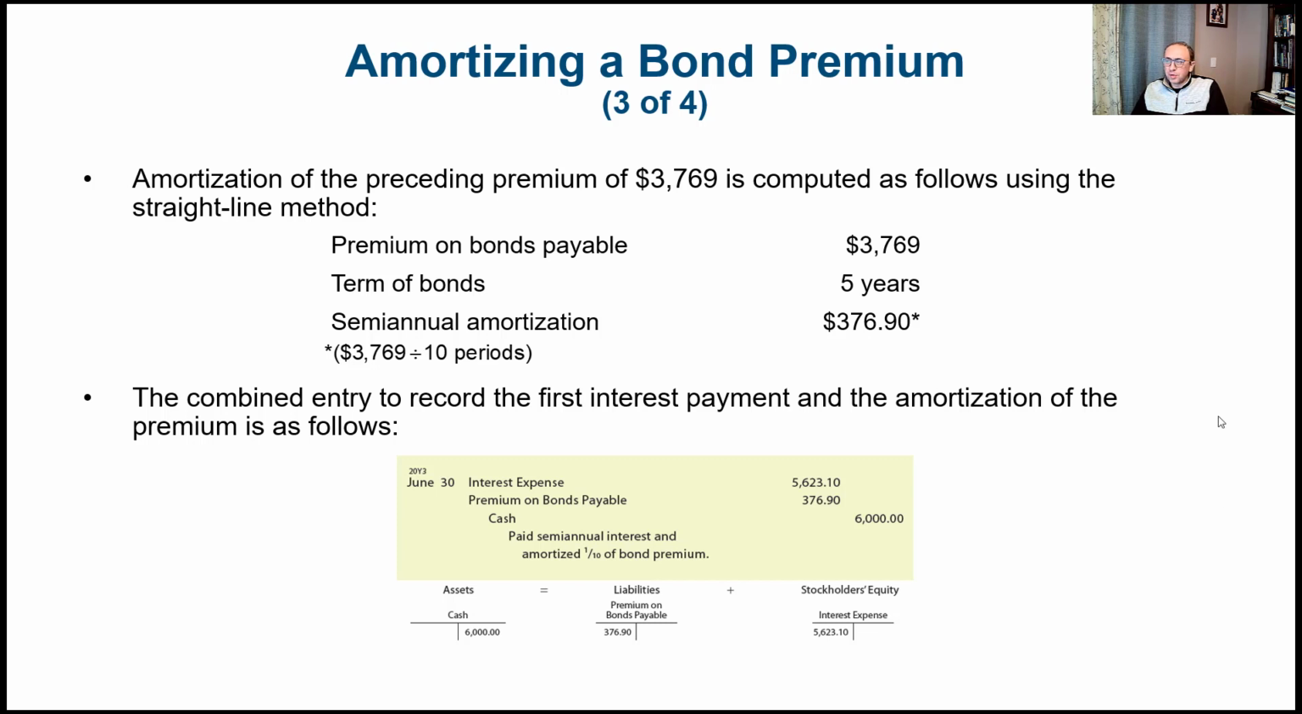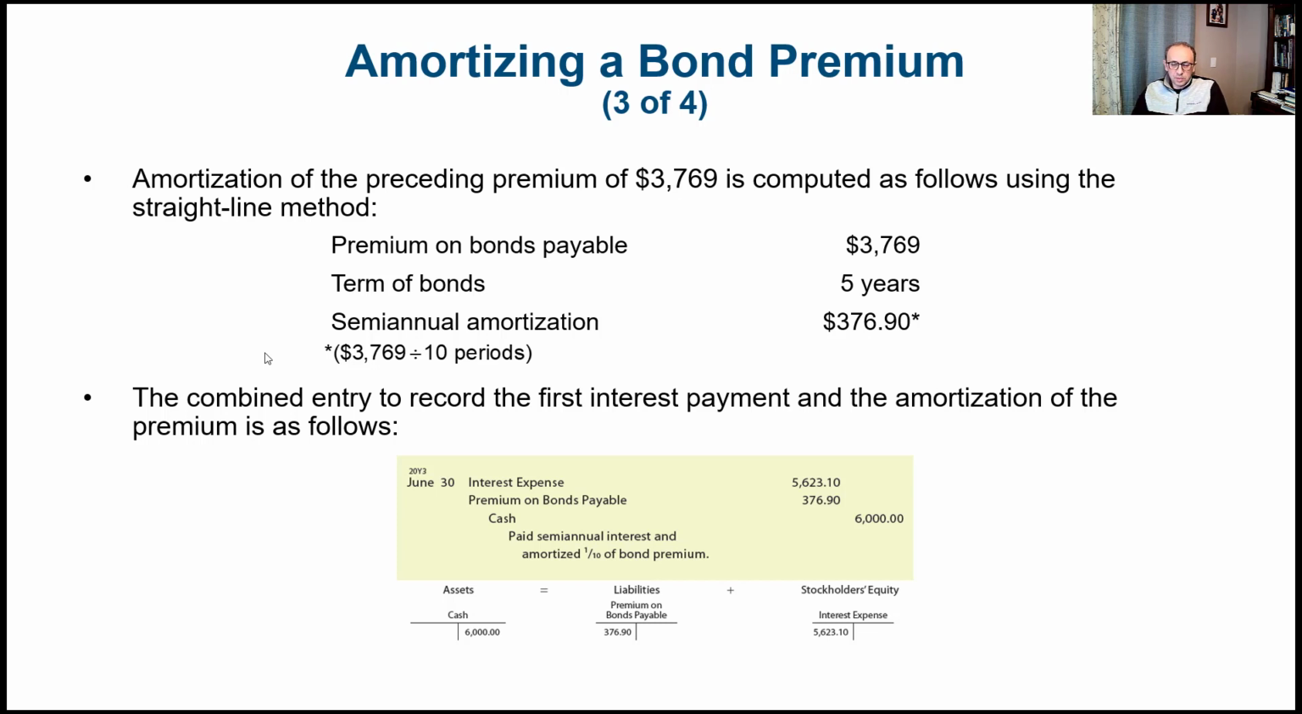So we have the premium to be $3,769. We know the term of the bonds is 5 years, but it's semi-annual. So we have to calculate the semi-annual amortization by taking the 5 years, multiplying them by 2, and then dividing the 3,769 by 10, and that would be the amount of the semi-annual amortization, which is $376.90.